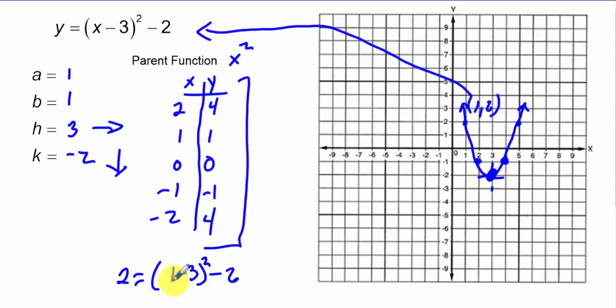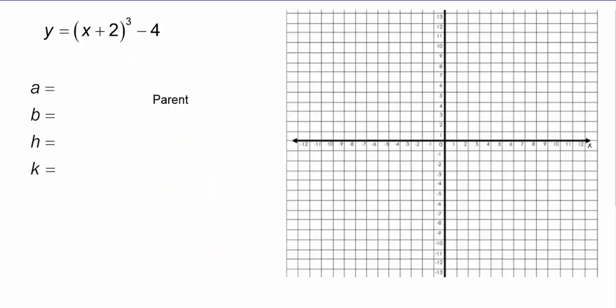Notice, this is 1 minus 3, which is negative 2 squared. Negative 2 squared is 4 minus 2. What do you know? 2. It checks. So this graph is an accurate graph for this function, and I never had to plug into it except one time to check. That's going to be the goal. We're no longer plugging and chugging. We're using the concept of translations and stretch factors to graph.